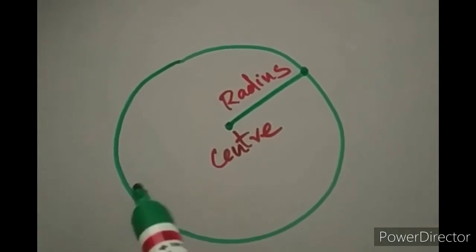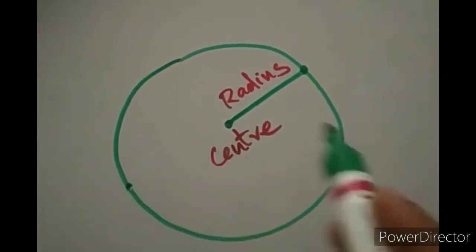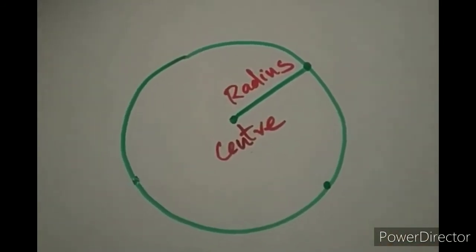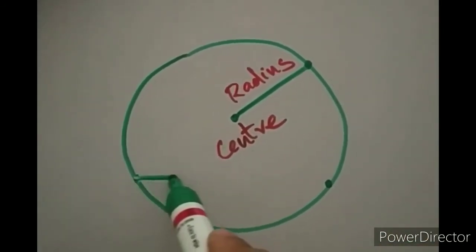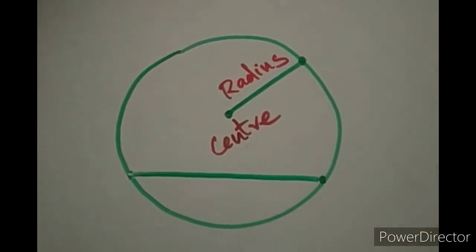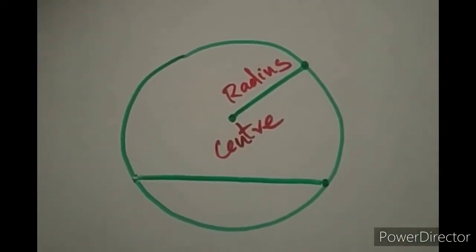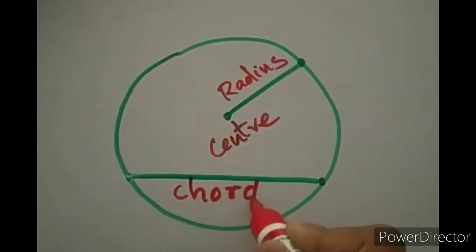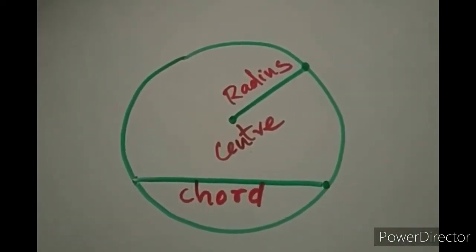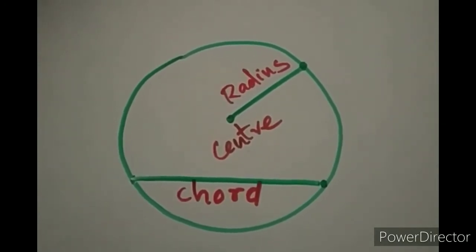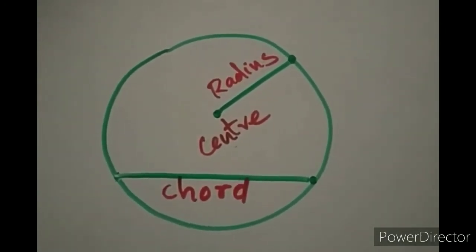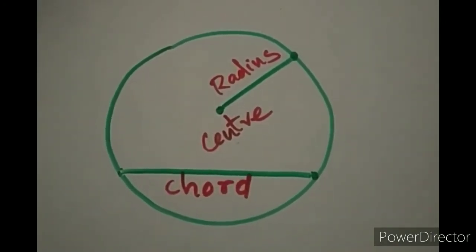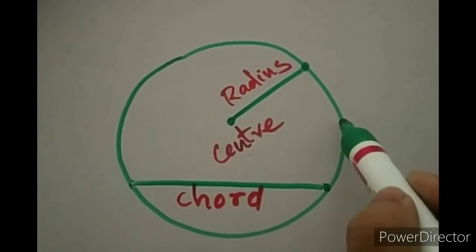Now, if I am taking any 2 points on this circle, so these are 2 points on the circle, and if I am joining these 2 points, I will get a line, right? And that line is called a chord. So what is a chord? A chord is the line segment joining any 2 points on a circle.